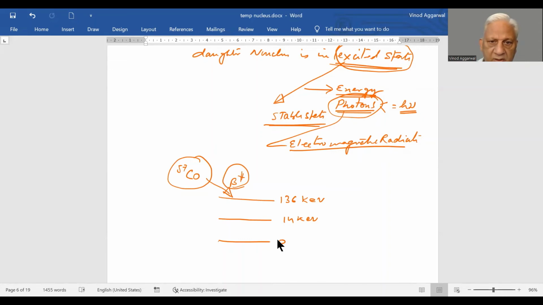Now, from this state, there are three ways it can go. One is, it can go directly from here to here, or it can go directly from here to here, or having come to this place, it can go from here to here. And in each of these processes, it releases energy in the form of photons, which are called gamma rays.